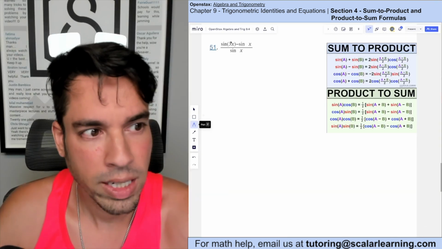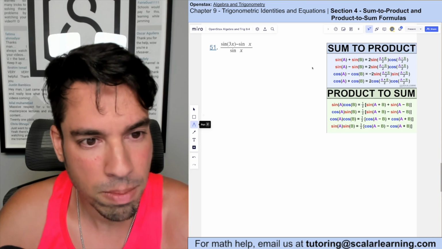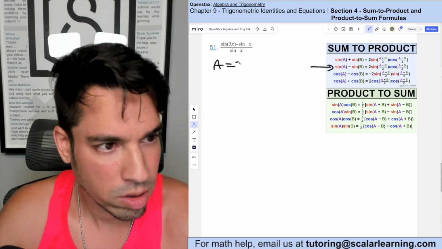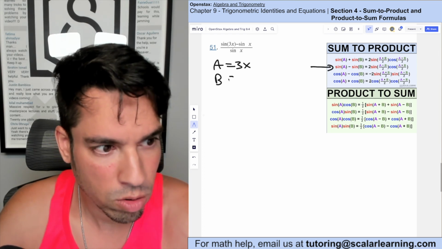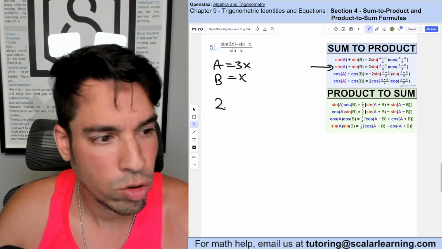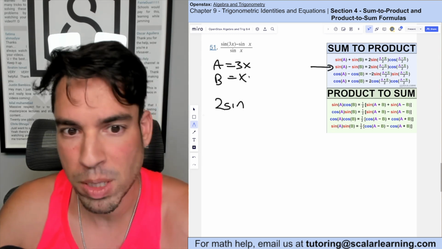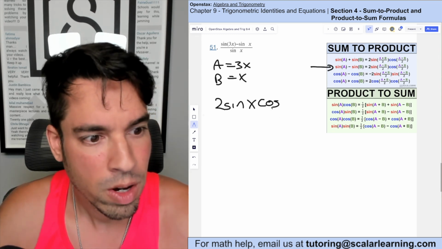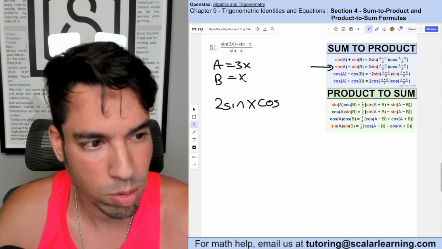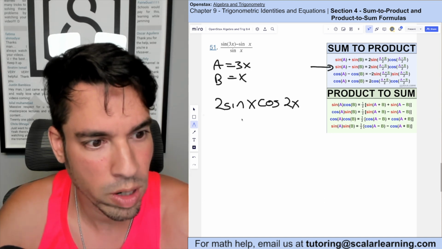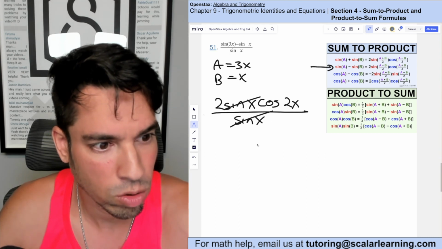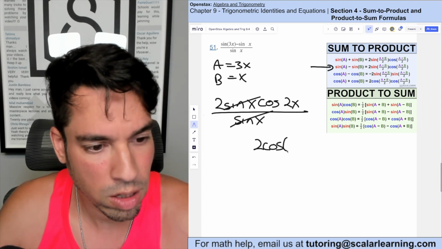Done. So for this one, I got sine minus sine on top. We can use this sum to product, where a is equal to 3x, and then b is just that lonely x there. And then it's equivalent to 2 sine of a minus b, which is 2x divided by 2 is just x, times cosine of a plus b divided by 2. 3x plus x is 4x divided by 2 is 2x, over sine of x. Guess what? Cancel, cancel. And we're left with 2 cosine of 2x.